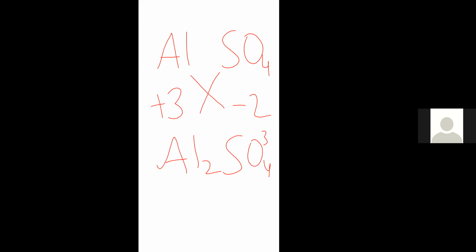Parenthesis, what we call it? Parenthesis must be used over here. This is also one of the rules. Yes, ma'am. This is the correct formula for aluminium sulfate: Al2(SO4)3.